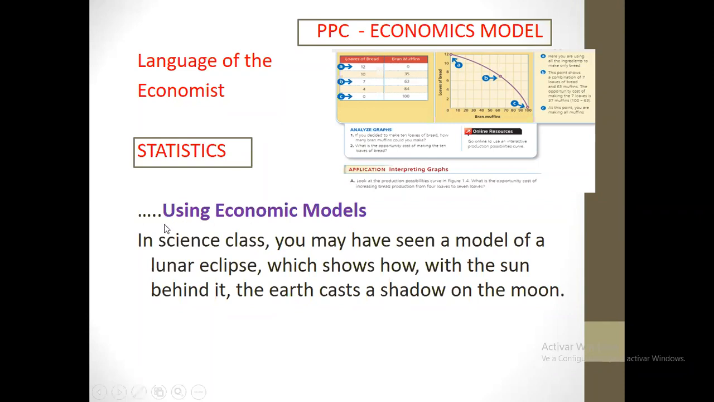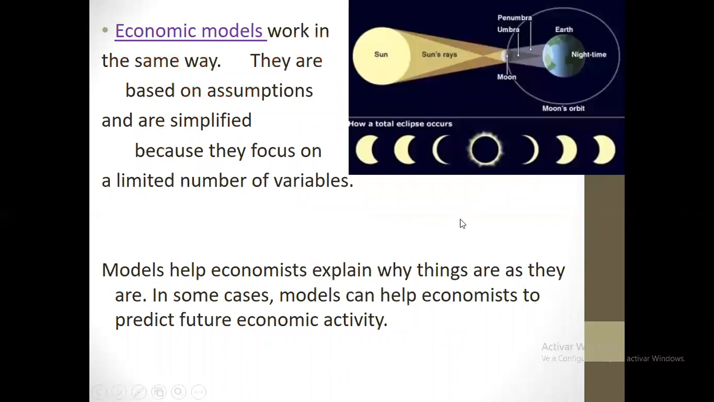Now, using economics models, like I think you have done this kind of model, the lunar eclipse model, in elementary, I hope. It says in science class, you may have seen a model of a lunar eclipse, which shows how, with the sun behind it, the earth casts a shadow on the moon. Now over here, these pictures show you what a model is. A model that explains the eclipse.